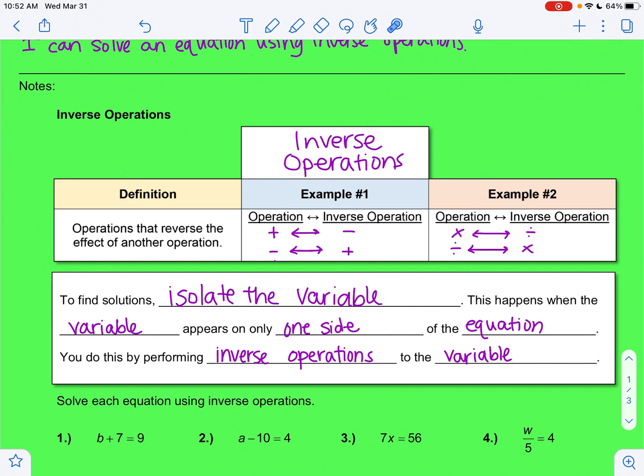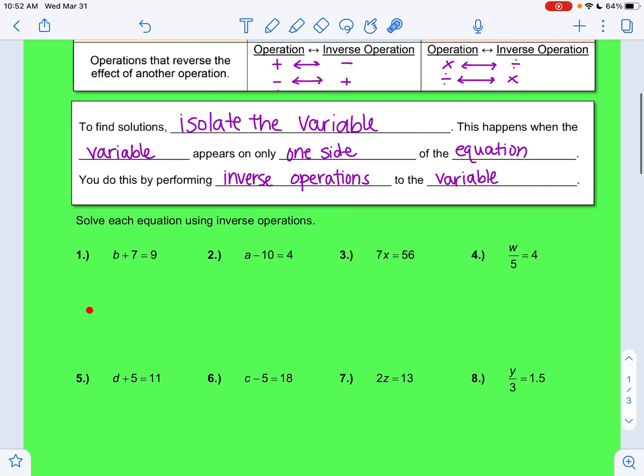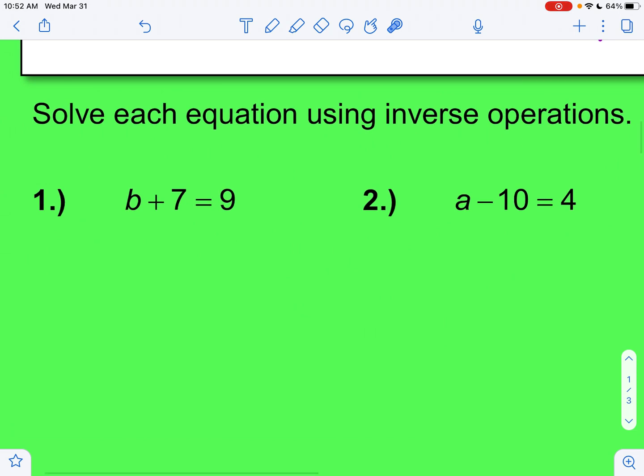Alright, so let's go ahead and get started practicing. Remember, if you don't have this filled out, pause the video and fill it out. Here we go. We need to solve each equation using inverse operations. I love solving equations. This is my favorite lesson. So, bear with me, alright?